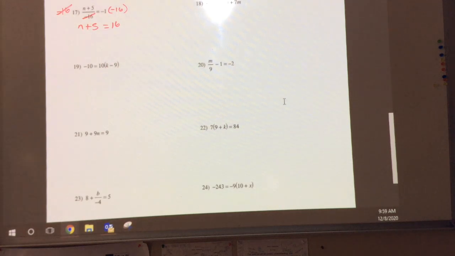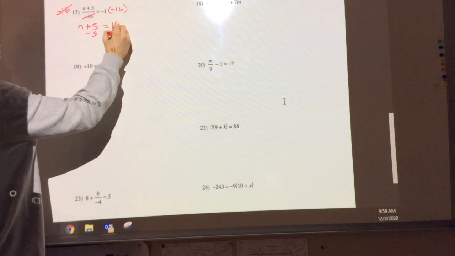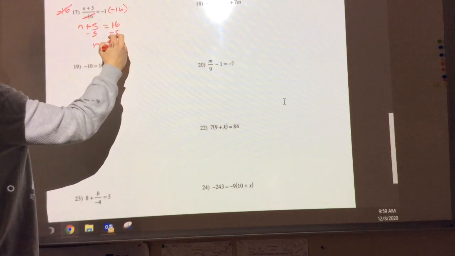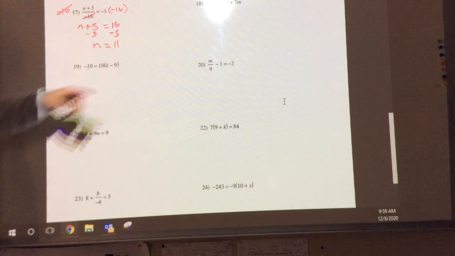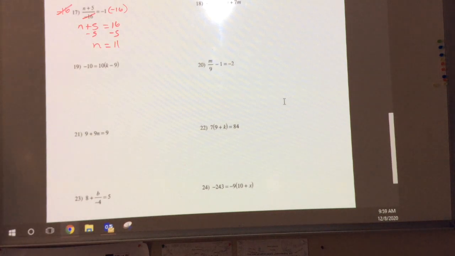All right, Ruger, what's my last step? Minus 5. So n equals 11? Are we good with that? Yeah. All right, cool. You guys remember seeing parentheses in problems? Yeah, it means you do that one first. You gotta do that first.